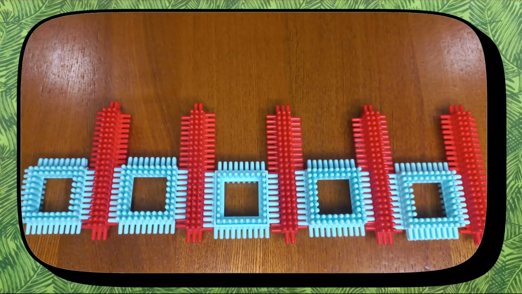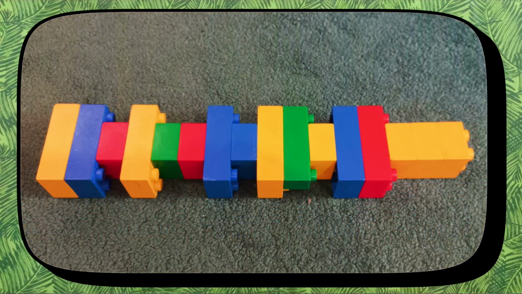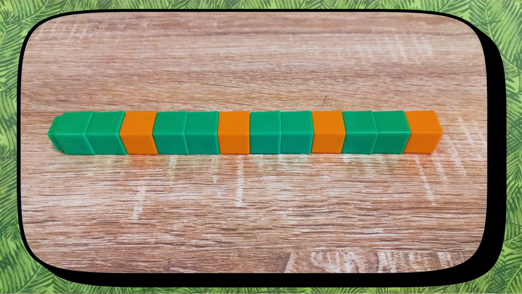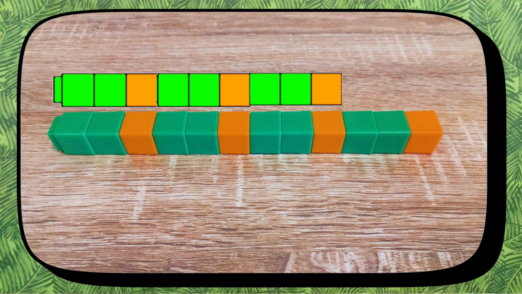And this one. But how about this? Is this forming a pattern? No, there's no pattern core that's repeating. But how about this one? Can you see the pattern core? Yes, there are 3 parts here, and it repeats. A pattern.